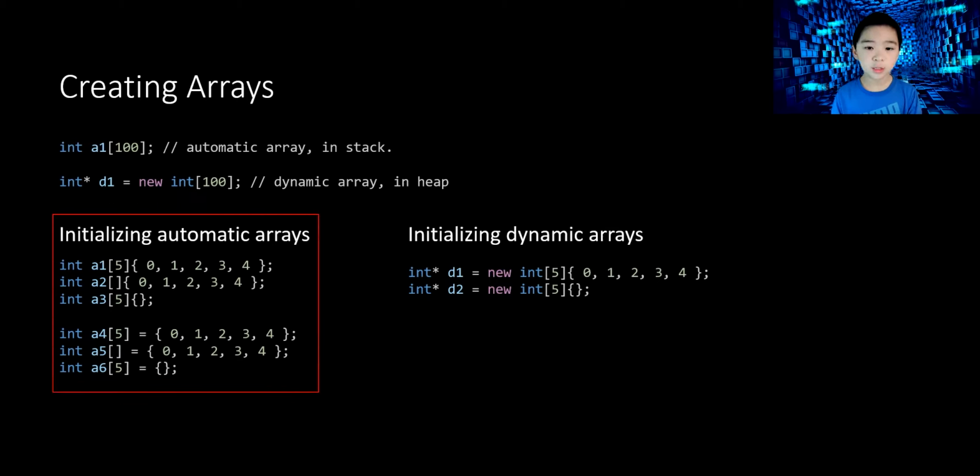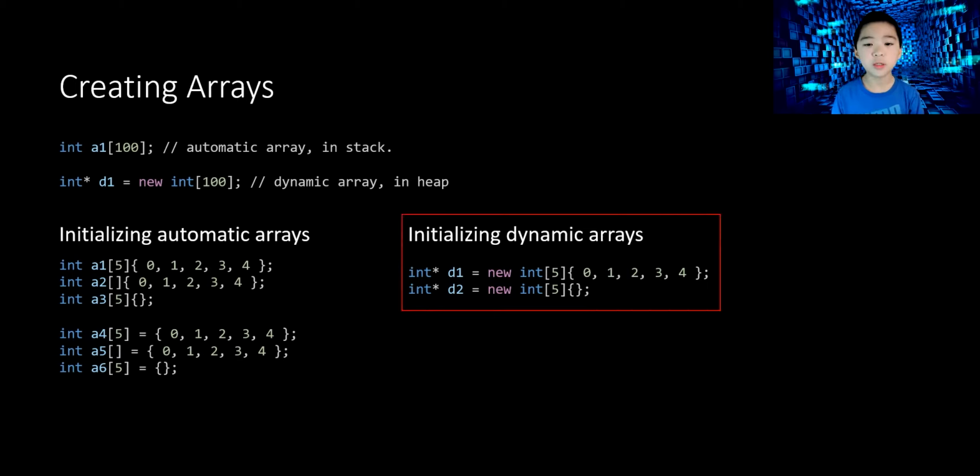There are some handy ways to initialize automatic arrays. You can specify the size of the array in the square brackets and list all the elements in the curly brackets. Or you can skip the size in the square brackets. Or you can specify the size and not assign any value to it. Also, you can put an equal sign before the curly brackets. That works for all the ways we just explained.